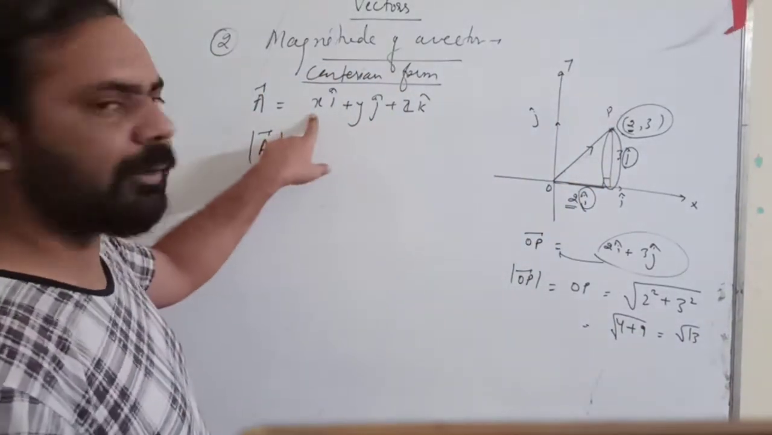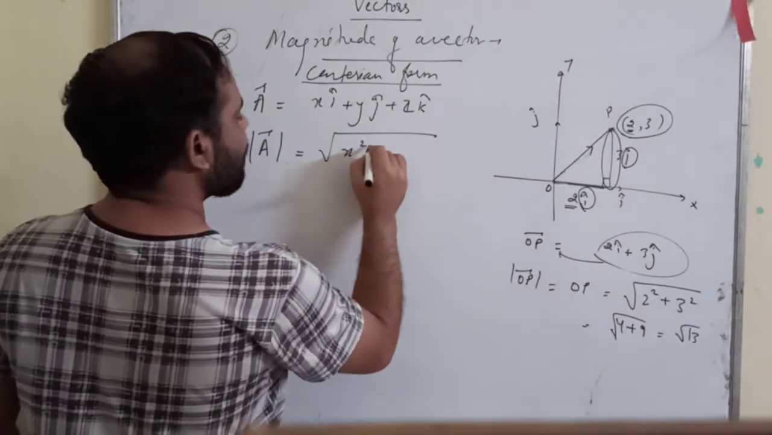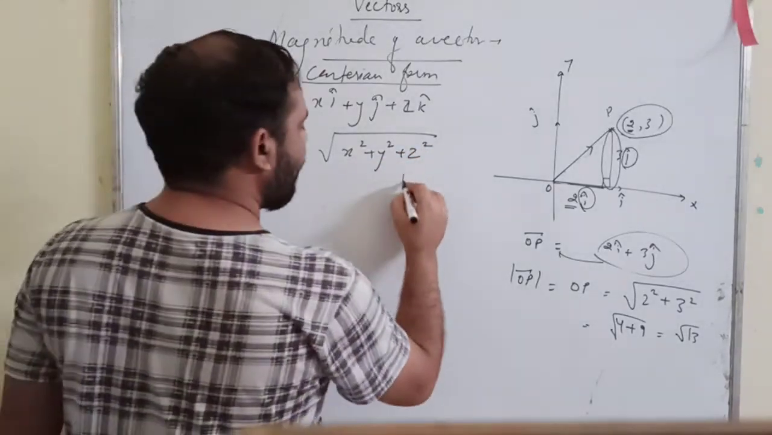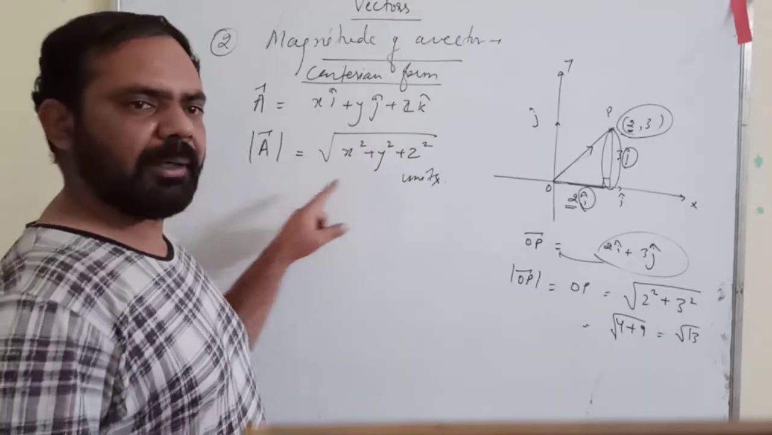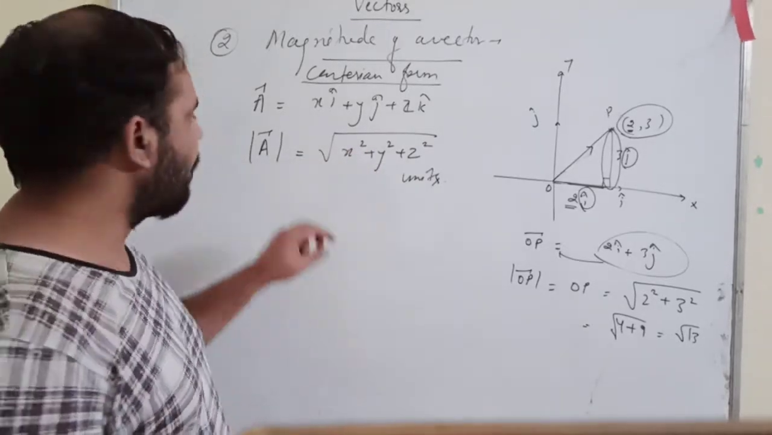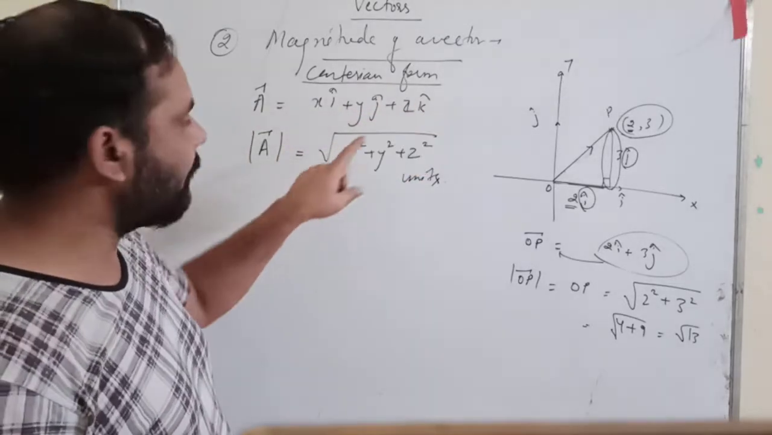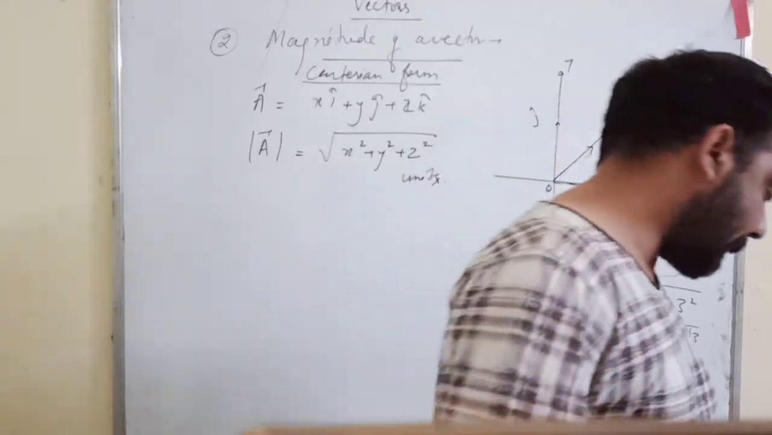So how will you find the magnitude of this vector? It will be under root x square plus y square plus z square units. Why units? Because it will be the length of the vector. Okay, so this is the magnitude. How do you get the magnitude? If you have Cartesian coordinate form, then you will write under root x square plus y square plus z square.